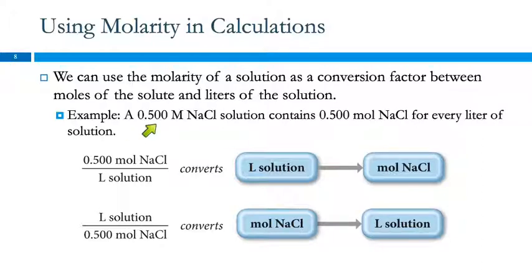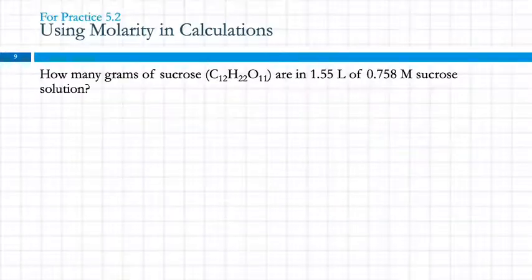Because when we see this 0.5 capital M, that means we have 0.5 moles of solute for every liter of solution, and so it's best to write it this way with moles per liter instead of using the capital M, because the capital M disguises the fact that this is a fraction. So how many grams of sucrose are in 1.55 liters of 0.758 molar sucrose solution?